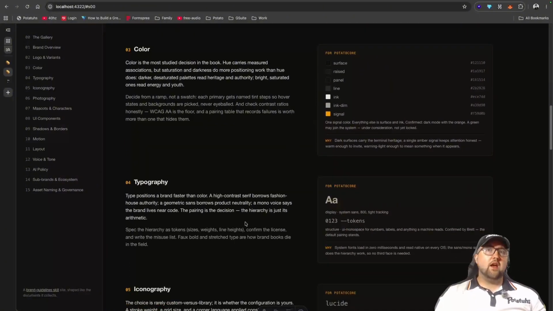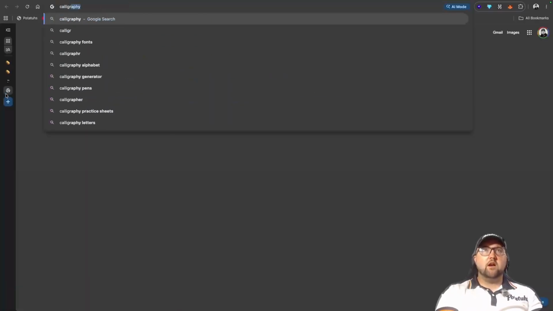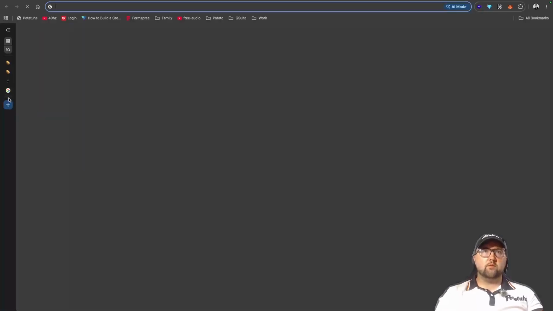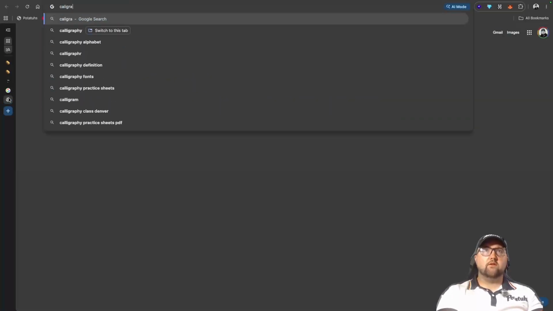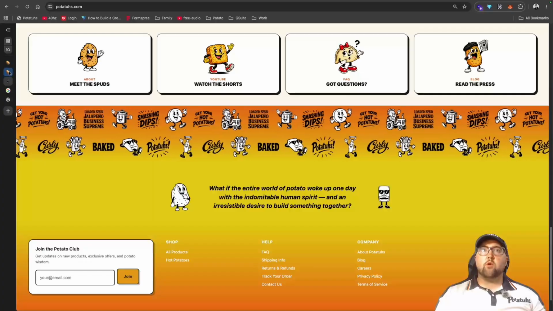Now for typography, there's a bunch of stuff that you can convey here. Quite frankly, I might in the future describe better all the different things with regard to typography. What do I mean? There's serifs. There's sans serifs. There's calligraphy, which is the art of fancy writing. So those would be more decorative fonts.